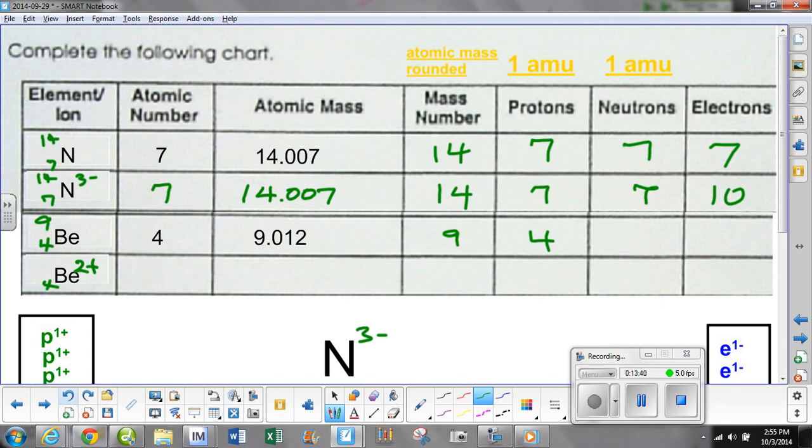And now how about neutrons? 9 minus 4. 5. And what do we have for electrons? 4. Because there's no charge. Okay? Now, how about in beryllium the ion? Mary, what do you say? What's the number in the top left going to be for this form of beryllium?